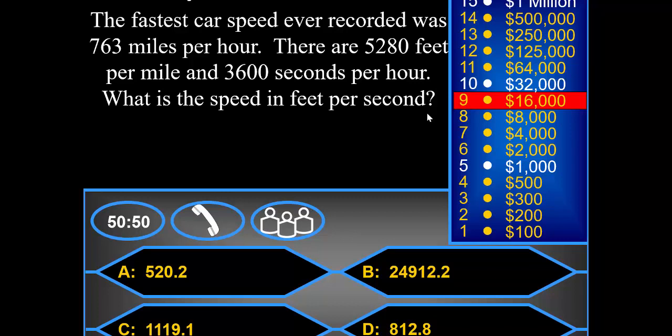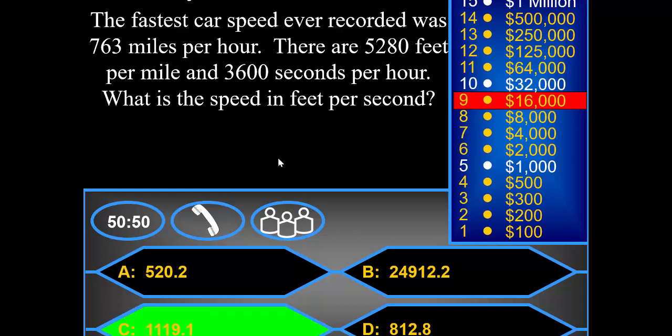Welcome back. Let's see if you got this double conversion problem right. There's one of these on the test. The answer is 1,119.1 feet per second. Let's take a look at how to do that.